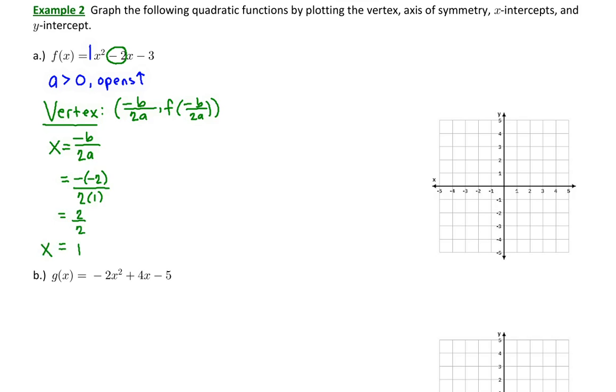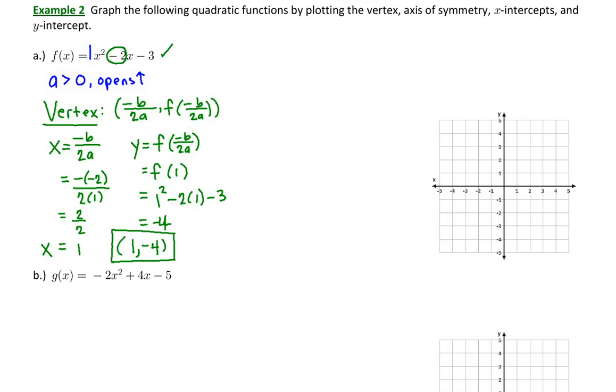So I'm halfway there. We also need the y-coordinate of the vertex. The y-coordinate is going to be calculated as f of negative b over 2a. Well, that means we're calculating f of 1, what we just found in the previous step. So I'm just going to go to my function and plug 1 in for x. This gives me 1 squared minus 2 times 1 minus 3. And when we calculate that, we end up with negative 4. So the ordered pair for our vertex then is x equals 1, y equals negative 4.